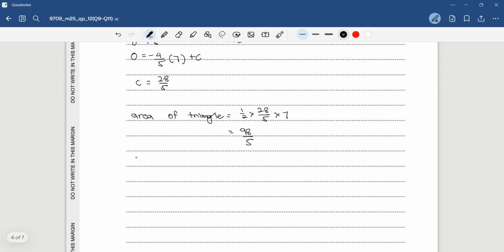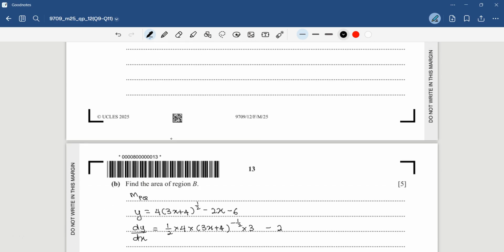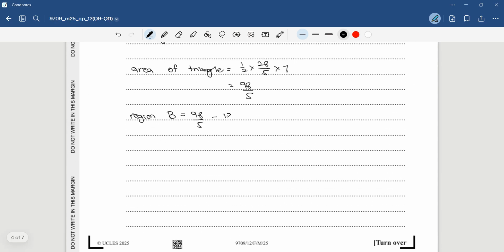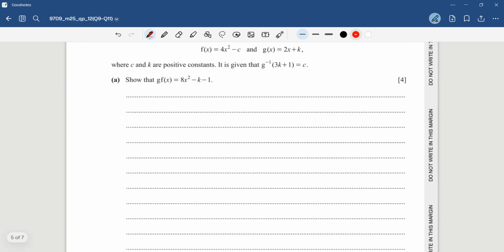Okay, so region B will be 98 over 5 minus area under the curve, which we get from question A, 13. Minus 13 is equivalent to 33 over 5. So region B equals the area of the right angle triangle minus region A. Okay, so now we go into the last question.